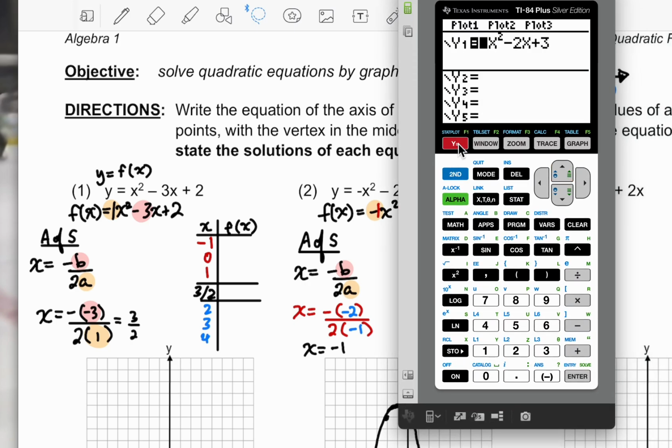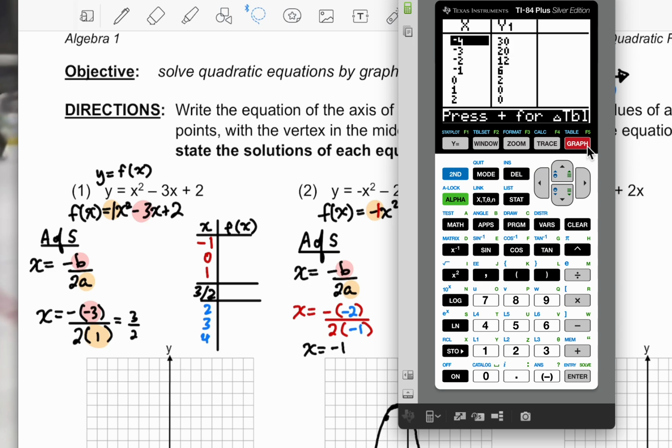So y equals, I need x squared minus 3x plus 2. I'm going to hit second graph. I've got a nice table here. A lot of these numbers are irrelevant. The only ones I care about are the ones going from negative 1 to 4. So that would be 6, 2, 0.